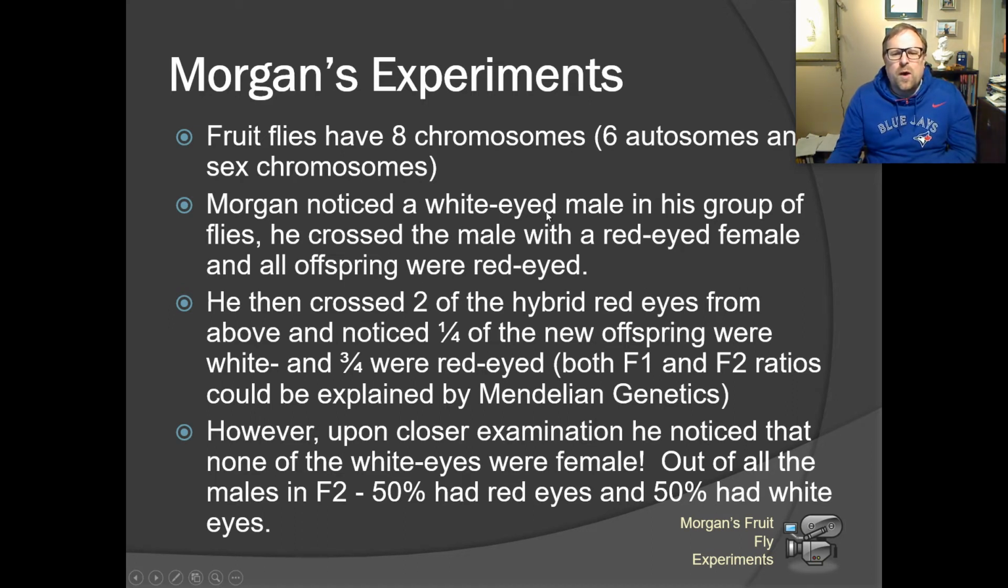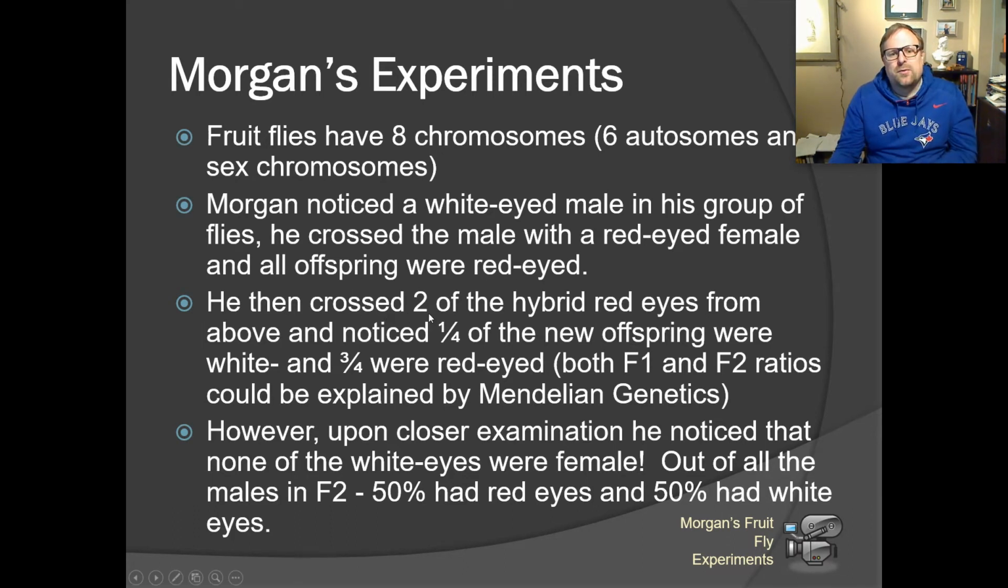Morgan noticed a white-eyed male in his group of flies. He crossed with a male red-eyed female, and that made absolutely no sense. Let's try that again. Morgan noticed a white-eyed male in his group of flies. He crossed that male with a red-eyed female, and all the offspring were red-eyed. That's pretty expected because red is dominant to white, and so he expected that that was going to happen.